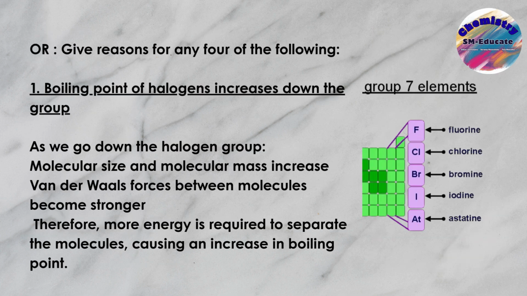Option 2. Give reasons for any four of the following. 1. Boiling point of halogens increases down the group. As we go down the halogen group, molecular size and molecular mass increase. Van der Waals forces between molecules become stronger. Therefore, more energy is required to separate the molecules, causing an increase in boiling point.